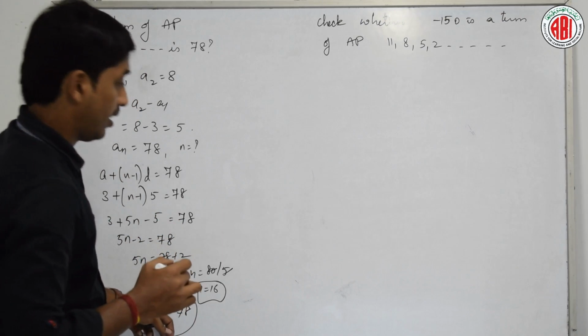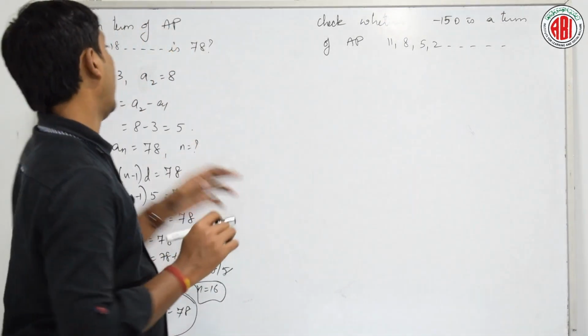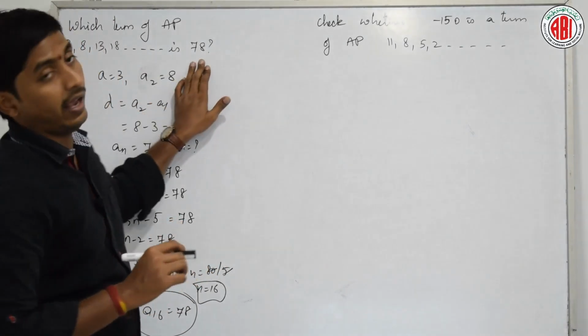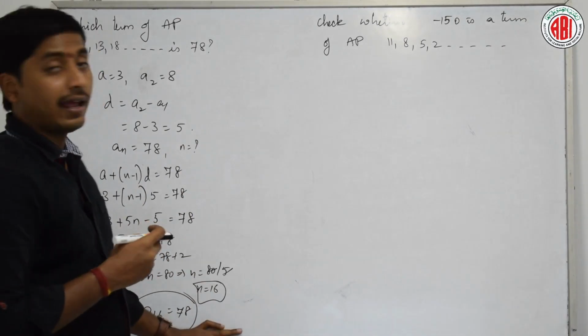Is it right? Is it not easy to solve? Yes. What is the thing they gave? They gave a, they gave d, they also gave an, and we have found out the value of n. Is it right?